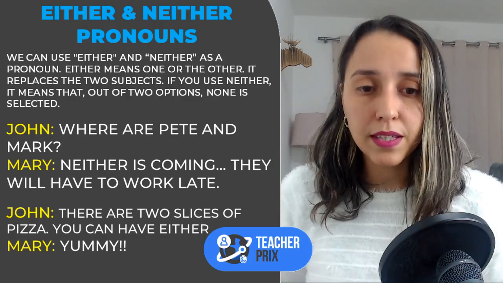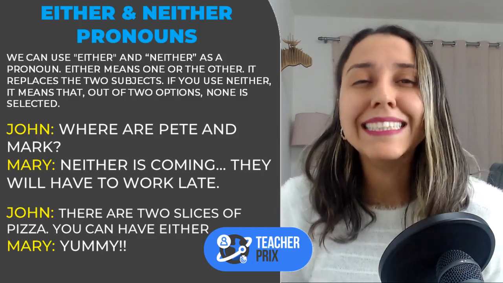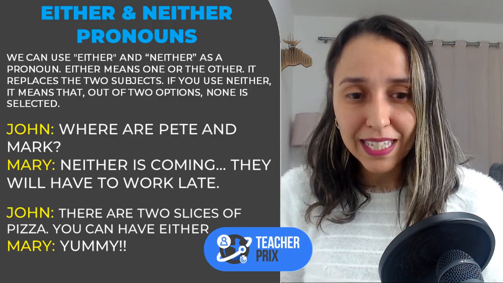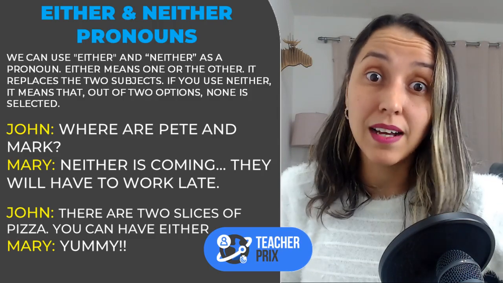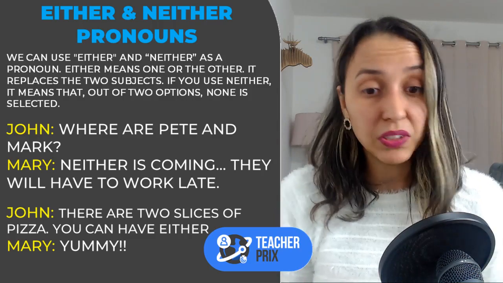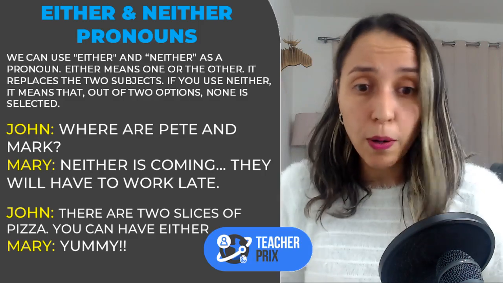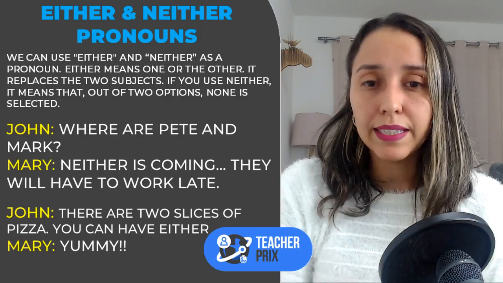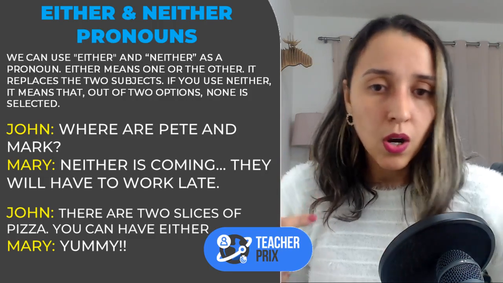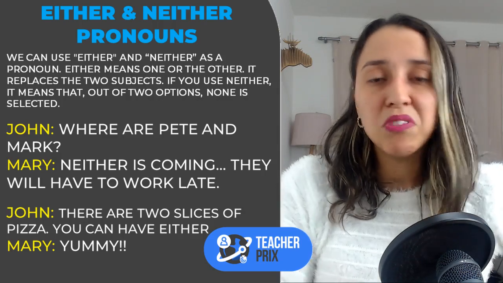Now, an example with either. There are two slices of pizza. You can have either. Yummy. So I am using either to replace the two slices of pizza. So there are two slices of pizza. You can have one or the other. You can have either. You know, you can have both if you want. You can have one or the other or both. You can choose. Okay, usually here it doesn't necessarily mean both. It means one or the other. It doesn't matter. You can pick. You can have either one, no problems.